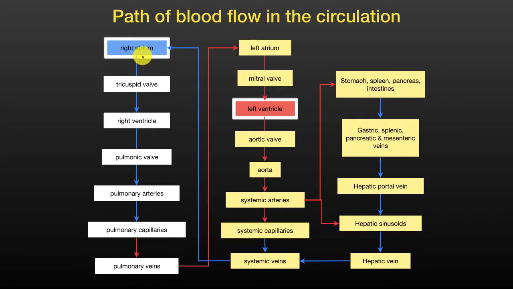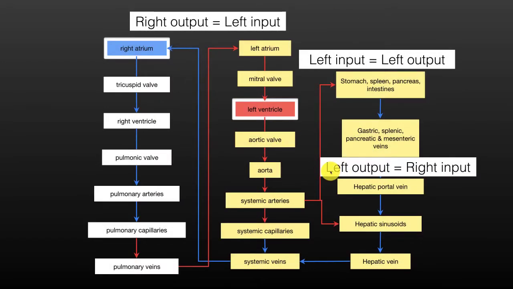The right side of the heart then pumps this blood through the pulmonary circulation, oxygenating it. And finally, this blood returns back to the left side of the heart, completing the cycle. And this cycle keeps on repeating itself over and over again. The point to notice here is that whatever comes out of the left heart goes back into the right, and whatever comes out of the right side of the heart goes back into the left.